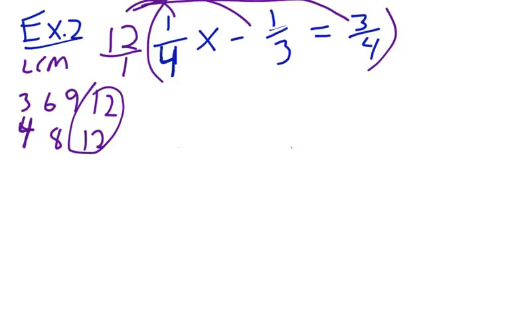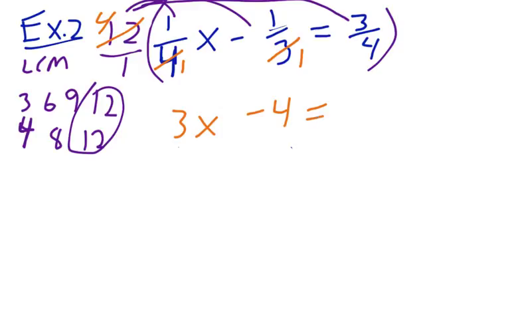So 4 and 12, do they have a common factor? Yep. 4 will go into 4 once, 4 will go into 12 3 times. Multiply across and we get 3 over 1x, or just 3x. Alright, now let's do the 12 times the negative 1/3. So 3 and 12 are top and bottom numbers. 3 will go into 3 once, 3 will go into 12 4 times. And multiply across, we get negative 4 over 1, which is just negative 4.